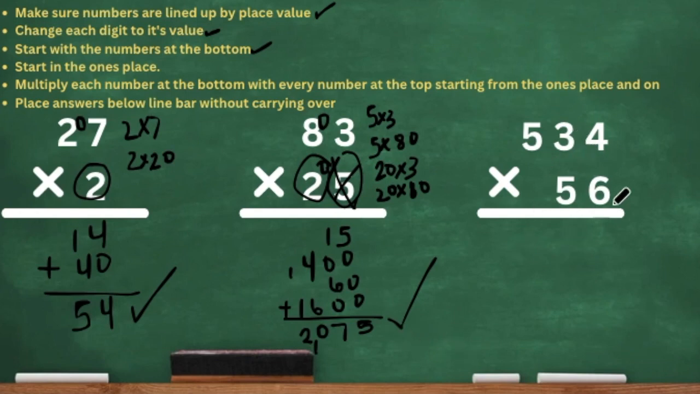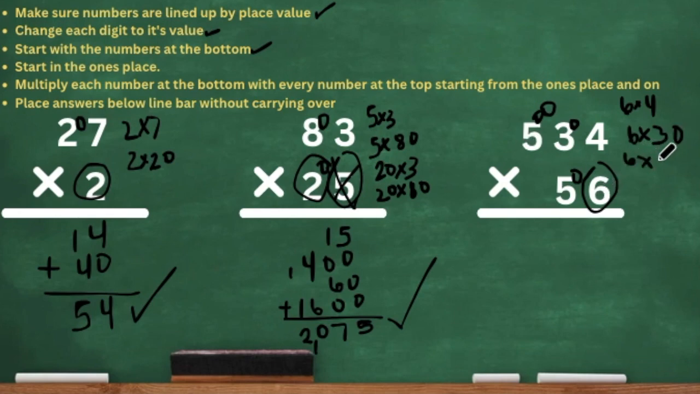So I'm going to change those digits in the tens place and the hundreds place. So that 3 is really a 30, the 5 is really a 50, and that 5 at the top is really a 500. So I'm going to take that 6 and multiply it by every number at the top. So I'm going to write my equations at the side. 6 times 4, right? And then I'm going to do 6 times 30, right? 6 times 30. And then I'm going to do 6 times 500. I'm just going to write those equations out so I can just get them out the way.